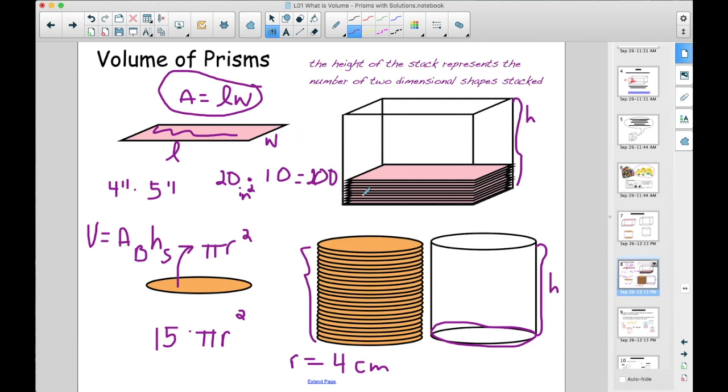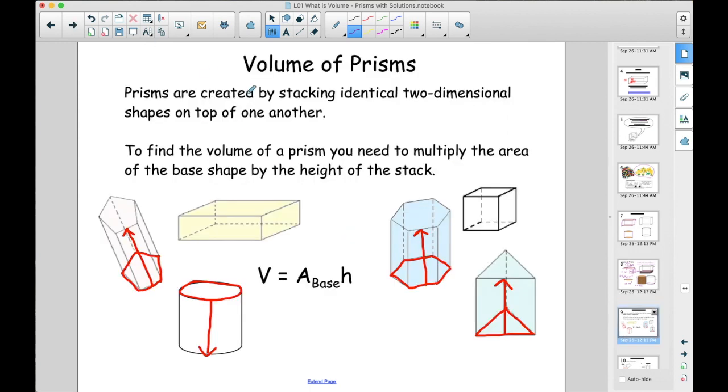And then we said if there were 10 index cards in the stack, the total amount of space they were taking up three-dimensionally, it would make sense to multiply the area of the base here by the number of cards. And now we're saying the number of cards is just going to become the height of the stack. So we're going to formalize that on the next slide. That previous slide was just to give you some insight into why the formula works.